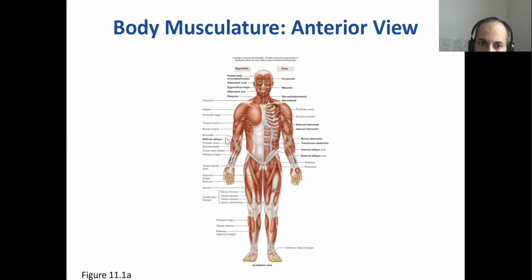So brachialis, another muscle, and the name tells you it's from the brachial region, which is your upper arm. So that's exactly where brachialis is found.